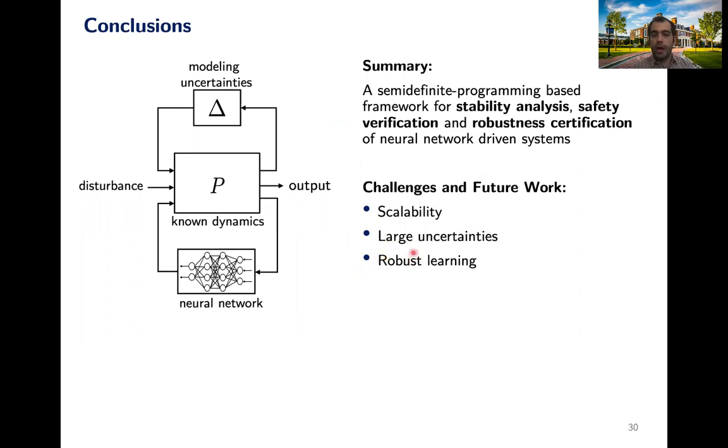And also how we can do robust learning. Throughout this talk, I just talked about verification and analysis after training. So how can we incorporate this set of constraints during the training phase, where the goal is to train provably robust neural networks with desired guarantees.